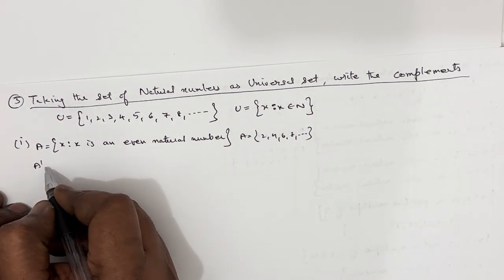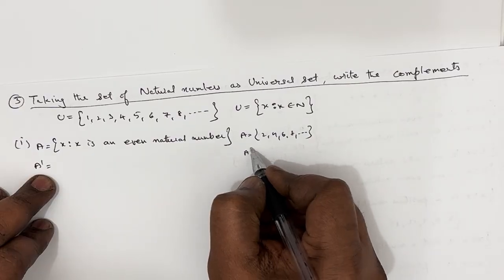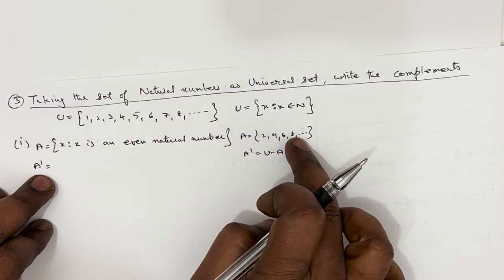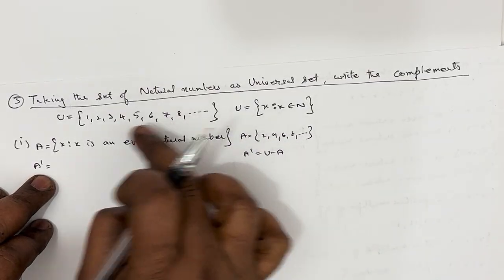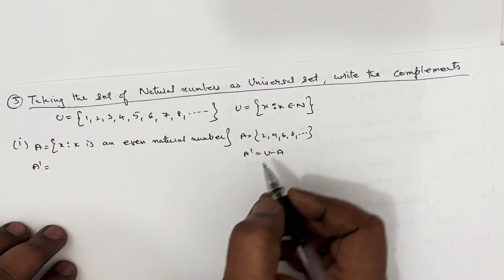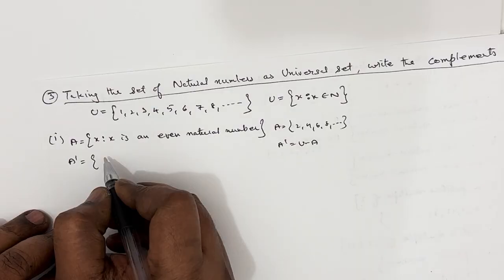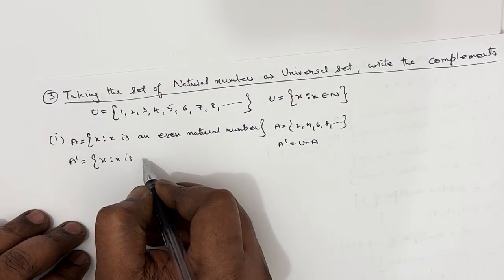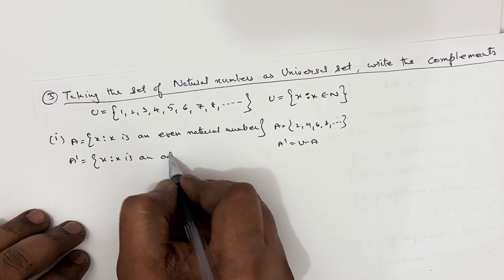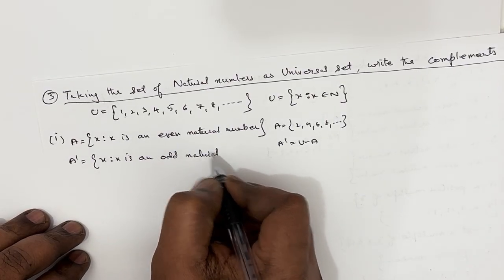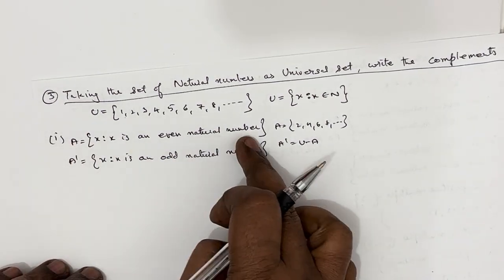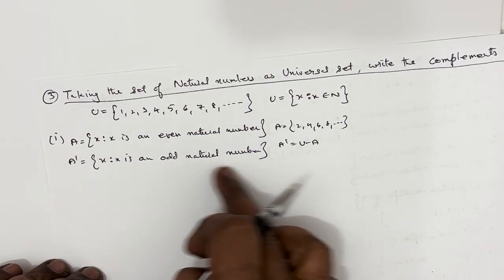So what will be A complement? A complement is equal to U minus A. From U we will remove all the even numbers. These are even numbers, isn't it? Remove all the even numbers, then we'll have the odd numbers remaining. So A dash will be odd numbers. We can write this in set builder form, x such that x is an odd natural number. So A is even natural numbers, A complement is odd natural numbers.